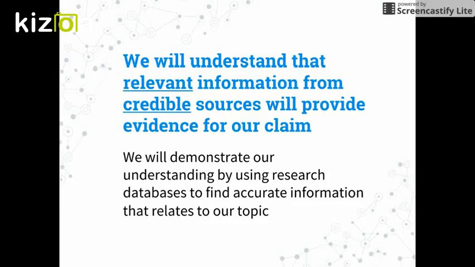One of them is credible. Credible sources are the sources that we can trust, that we can believe. And then relevant information is information that relates to our topic or talks about our topic. So those are two things we're going to keep in mind as we look for information. We want it to be relevant about our topic, and we want it to be credible. We want it to be trustworthy and accurate.